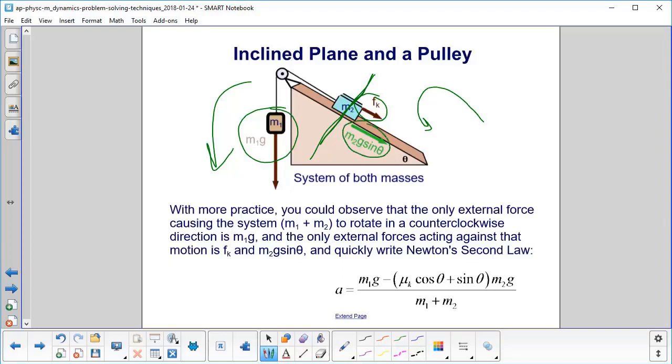So as we showed on the previous slide, here's M1 trying to rotate it in a counterclockwise direction. It is being opposed by the frictional force, mu k cosine theta times M2G. Of course, that only acts on M2, that's the block on the incline, minus the gravitational force, M2G sine theta. Again, acting on M2, then your denominator, the total mass of the system, is M1 plus M2. So you can just kind of look at the picture and write all that out.